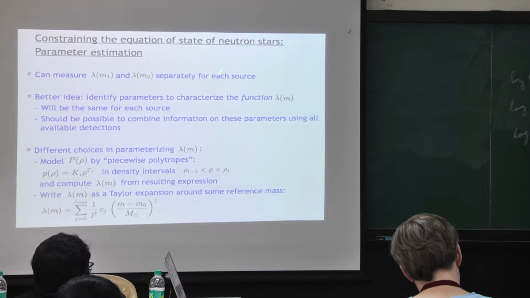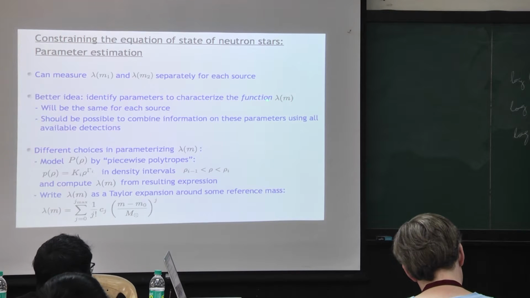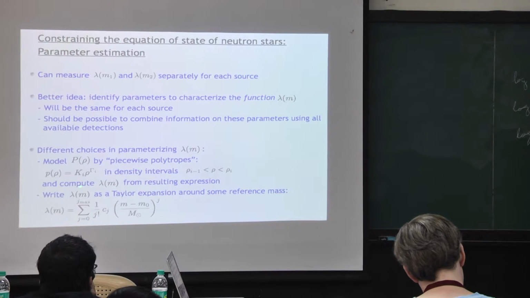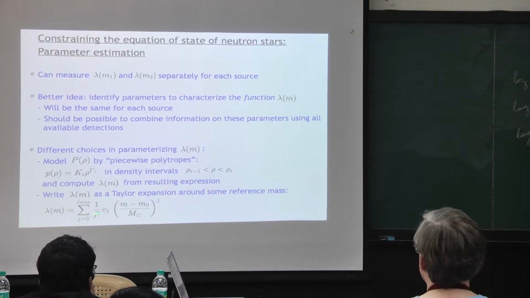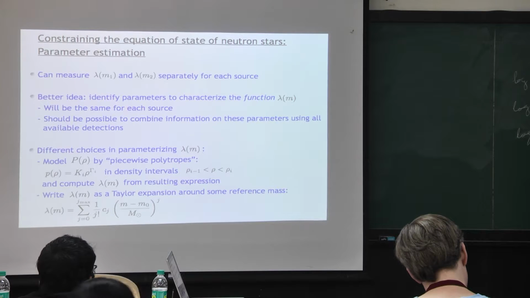But returning to parameter estimation, like I said, you want to identify parameters that characterize this function lambda of M. In the case of the piecewise polytropes, those parameters would of course be those prefactors and those powers of rho. Or in the case of a Taylor expansion, it is simply the coefficients in this Taylor expansion. And those you assume to be the same across sources.